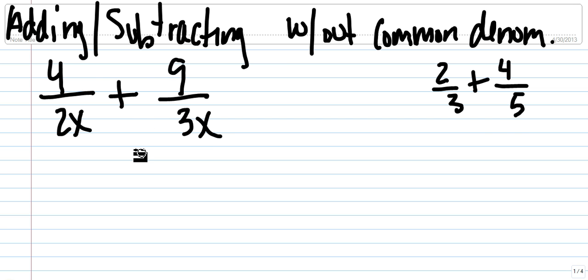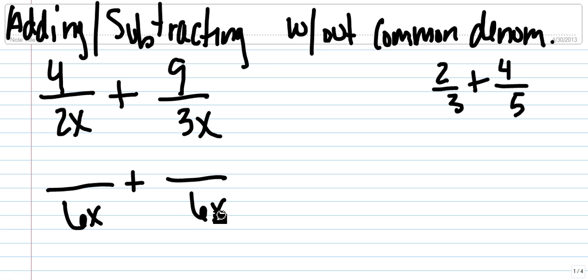Okay, so when you look at this, look at your denominator, and we're trying to figure out 2x and 3x. What can that go into? Well, both of those can go into 6x, so you can have your common denominator be 6x. So we just found our common denominator. Now I ask myself, how do we get there? How do we get from 2x to 3x?